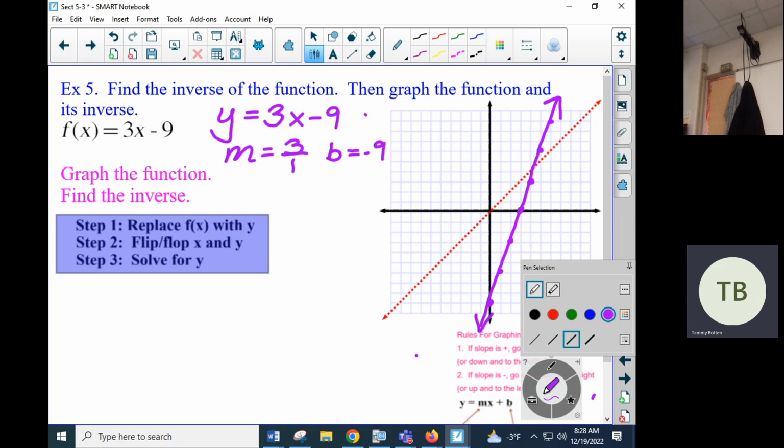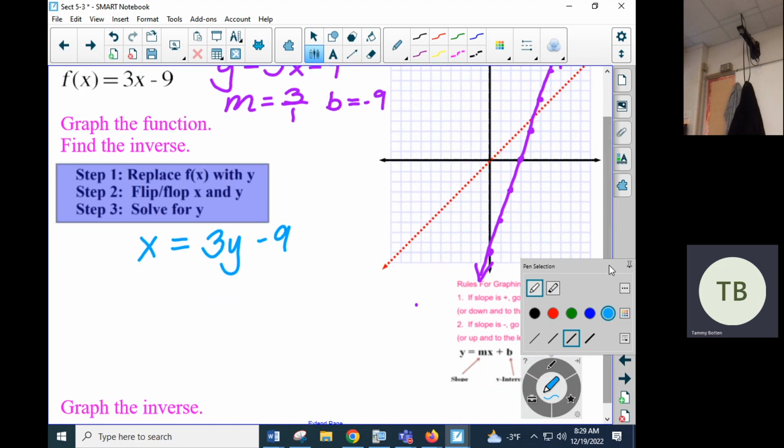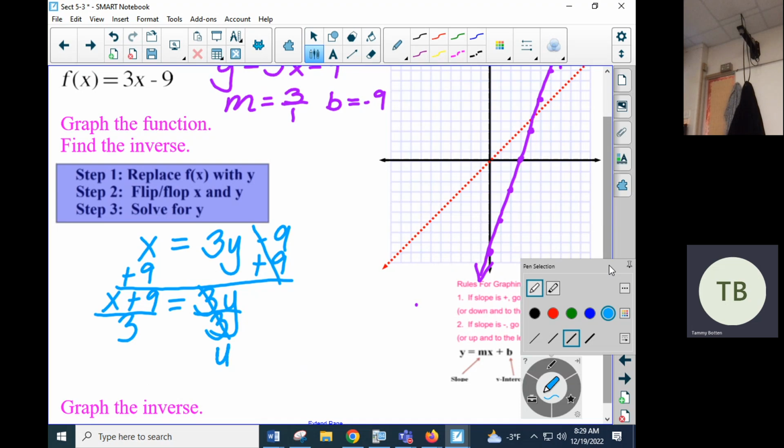Okay, then what I need to do is find the inverse of this. So how I'm going to do that is switch my x and y. So I'd get x equals 3y minus 9. And then to solve that, I'm going to try to solve for y. So I add 9. Okay, and I get 3y equals x plus 9. Now what happens there is I need to solve for y, so I'm going to divide by 3. And the 3's are gone.